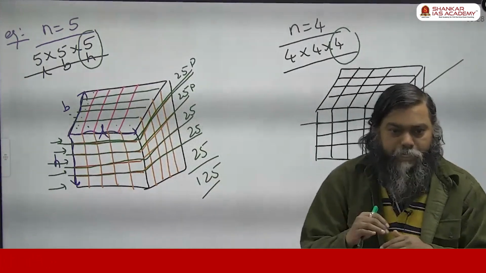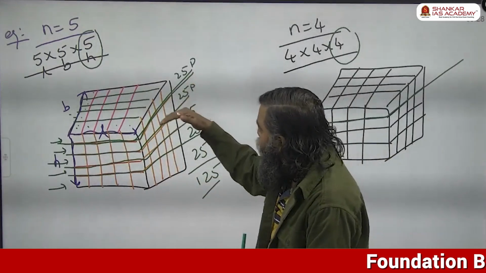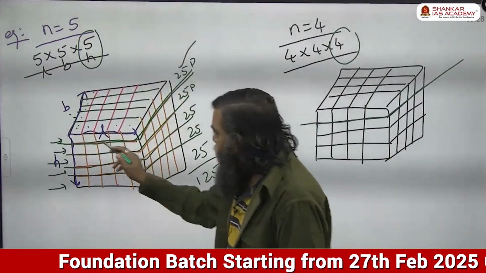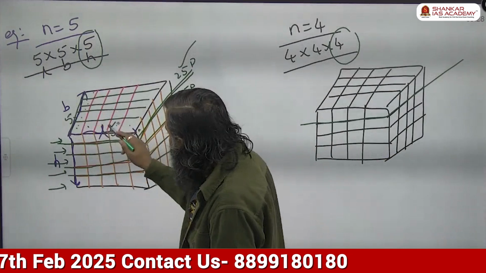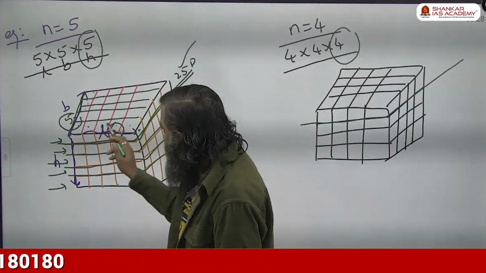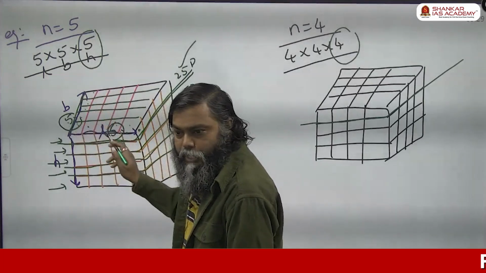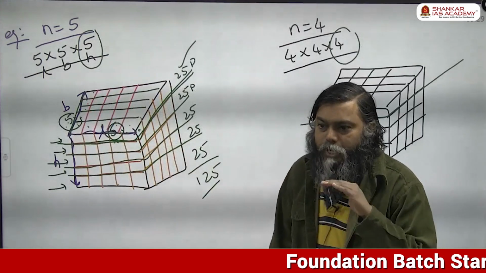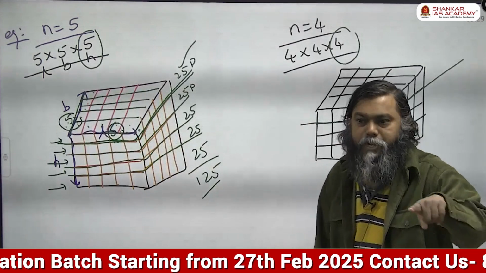If it is a cube, then the number of pieces in each row is the square of some number. Why the square of some number? Because length how many pieces? 5. Breadth how many pieces? This value must always be equal. So 5 into 5, 5 square, 4 into 4, 4 square, 6 into 6, 6 square, 3 into 3, 3 square, 2 into 2, 2 square. Do you understand this? If it is a cube, in each row the number of smaller pieces must be the square of some number. Do you understand?